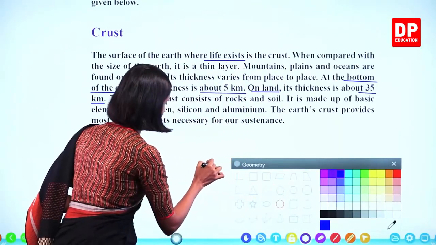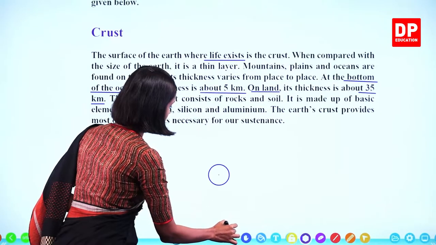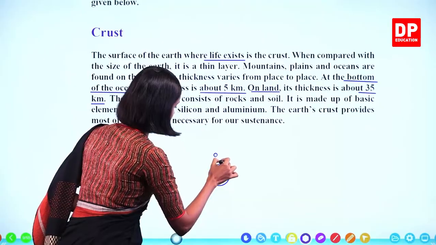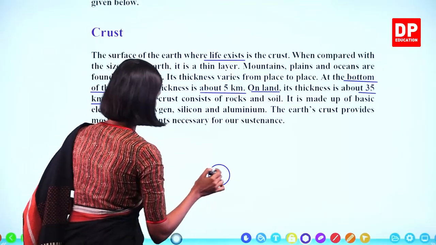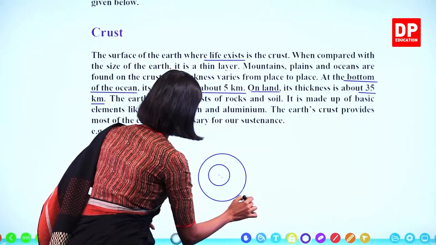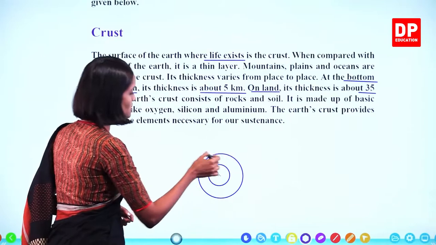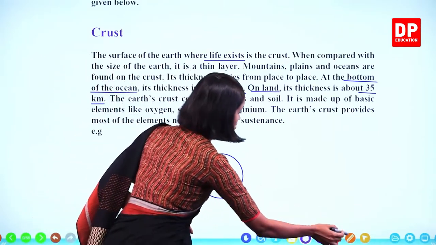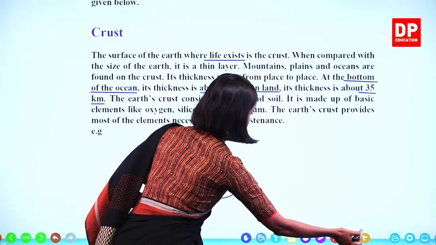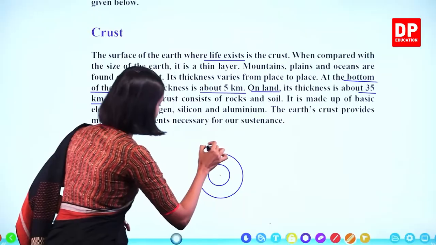Let's consider this is the core of the earth. If this is the core of the earth, and if this is the mantle, the outermost layer is the crust, right? So the thickness of the crust changes. We'll take a different color here. Thickness of the crust changes.